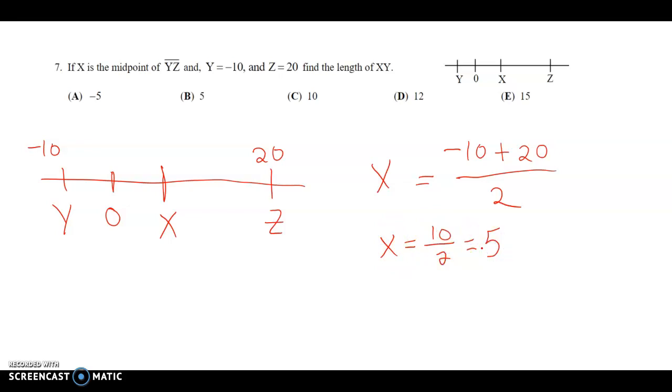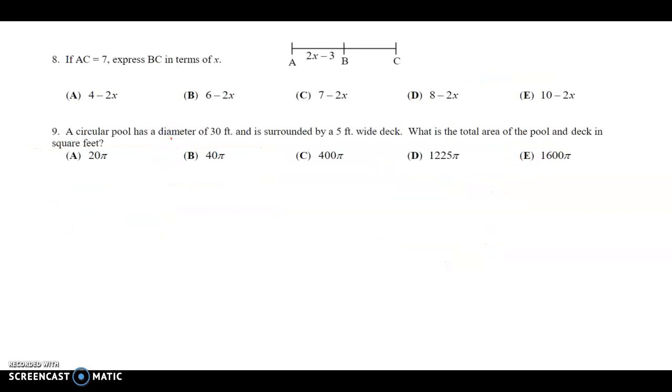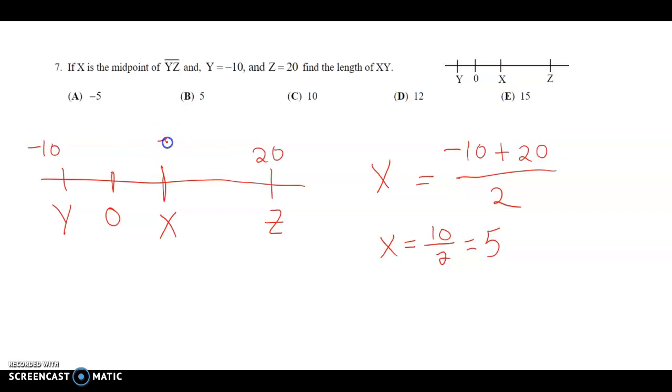So x is 5, but that's not what they're asking. So I'm going to show the 5 here. They want us to find the length of xy. So they want us to find this length here. We could see that it's 10 plus 5, so xy has a length of 15. So E is our answer. They weren't looking just for x. We had to go a step further.